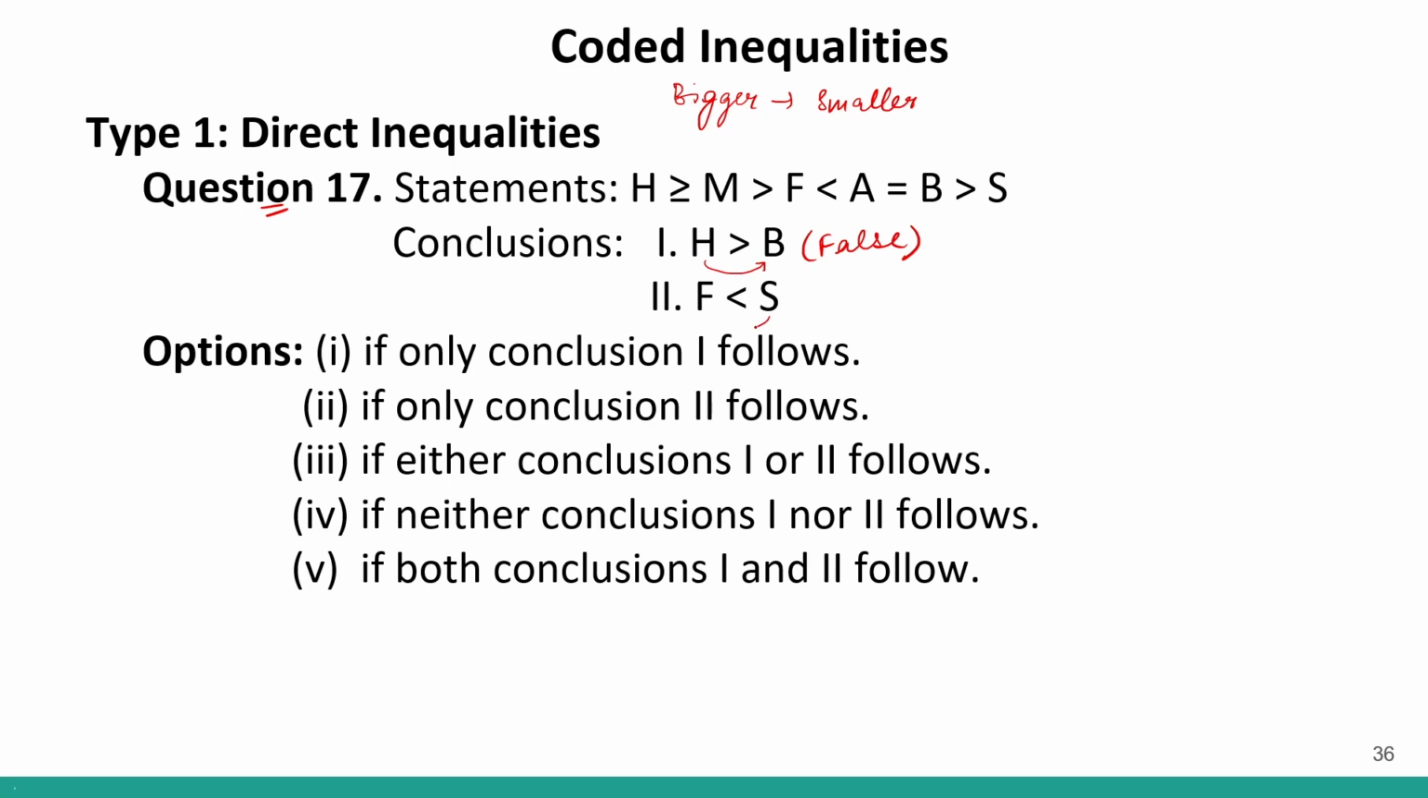Second is S is greater than F. So we will move from S to F. So S is over here. In front of S we have a small door. So can we proceed further? No. So this is also false. We cannot determine the relationship between S and F. Okay. So my answer will be neither conclusion 1 nor conclusion 2 is true, which is option number 4. So option number 4 will be my answer. Am I clear?